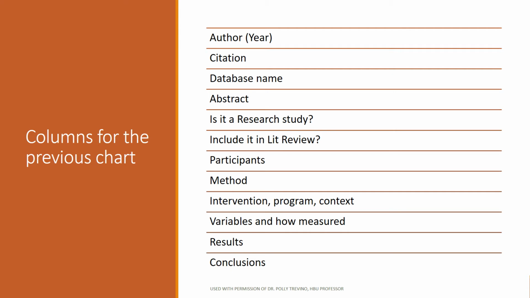These are just the titles of the columns from the chart on the previous slide. Author and year, citation, database name, abstract, is it a research study, should you include it in your literature review, participants, method, intervention, program, context, variables and how measured, results, and conclusions.